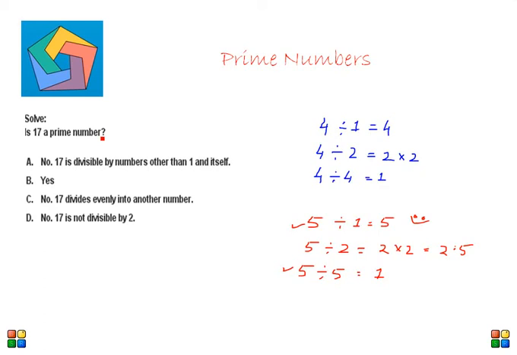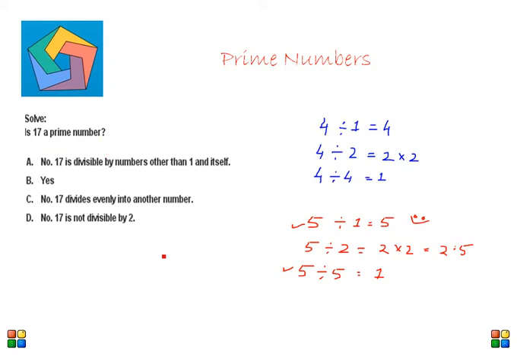Okay, before we go with it, we need to understand one point: all the even numbers greater than 2 are not prime numbers. 1 is not considered a prime number. So that should be in our mind before we start with this question. Okay, is 17 a prime number?